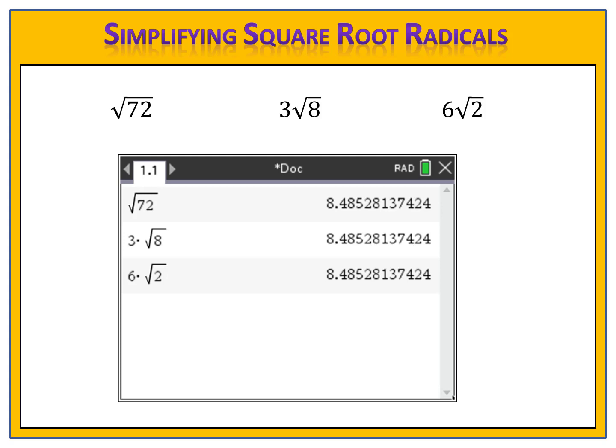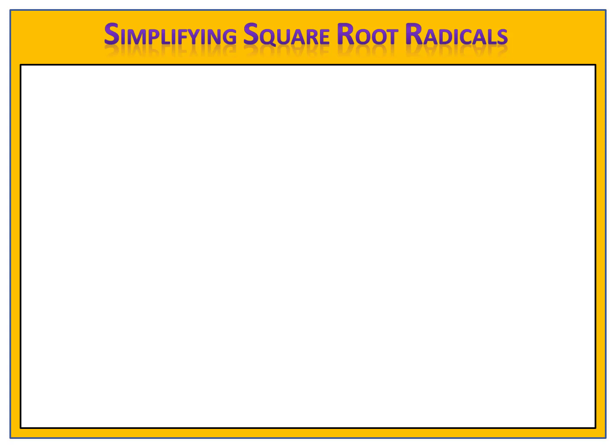They're equivalent. So how do you go from the square root of 72 to 3 square roots of 8 to 6 square roots of 2? Well, let's talk about that today as we learn about simplifying square root radicals.